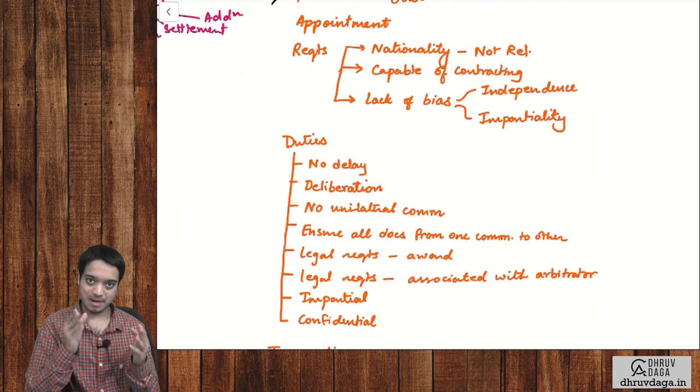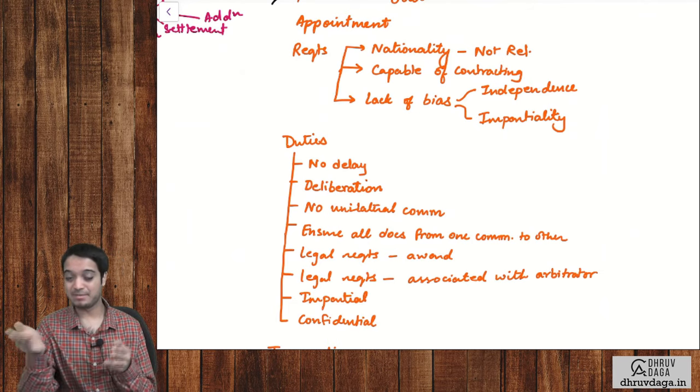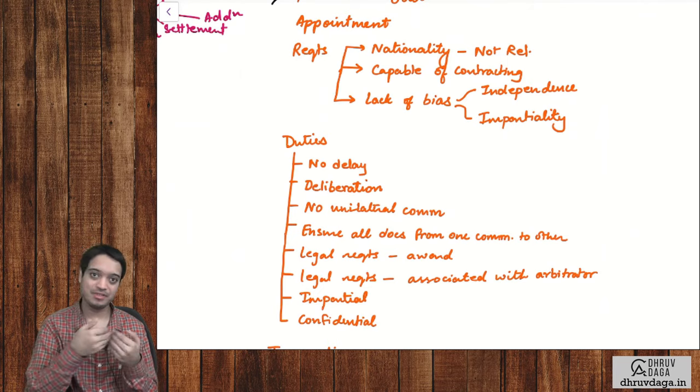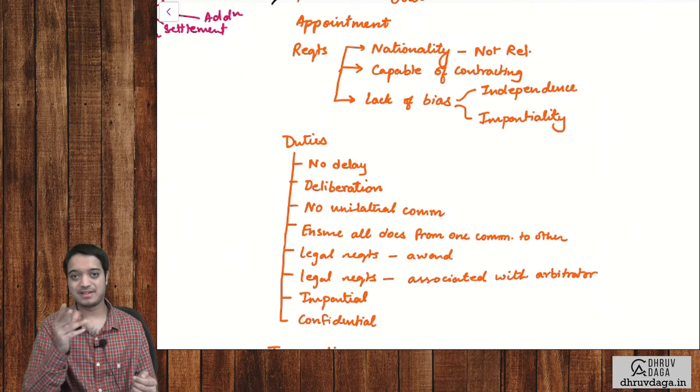However, if the other party, say for example party A and the arbitrator are father and son, party B knew that they are father and son and still agreed, waived off the condition, that doesn't matter. They're still father and son, doesn't matter.